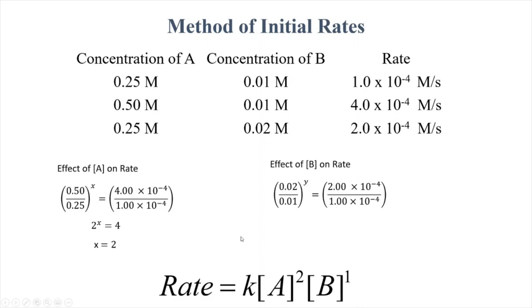So now we can do the same thing, but for B. So for B, what we want to do is select 2 trials where B changes, but A does not. And that's going to be trials 1 and 3, where we go from 0.01 to 0.02, but the concentration of A remains the same. So if we do the same setup, we divide the concentrations and we get a factor of 2. We divide the rates and we get a factor of 2, very neatly in this case.